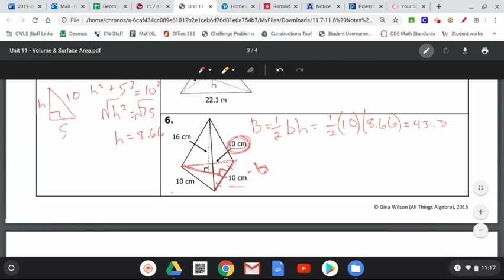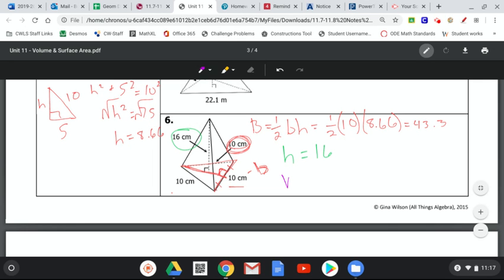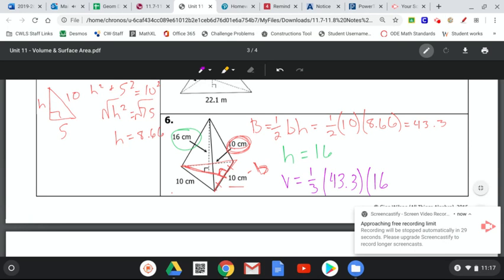All right, and now we're looking for the height of that pyramid. It tells you what it is. It's going to be 16 from the top down to the bottom. So the height is 16. So to find the volume is going to be 1/3 of the capital B, which is 43.3 multiplied by 16. And when you do that, 43.3 times 16, take that number and divide it by 3.